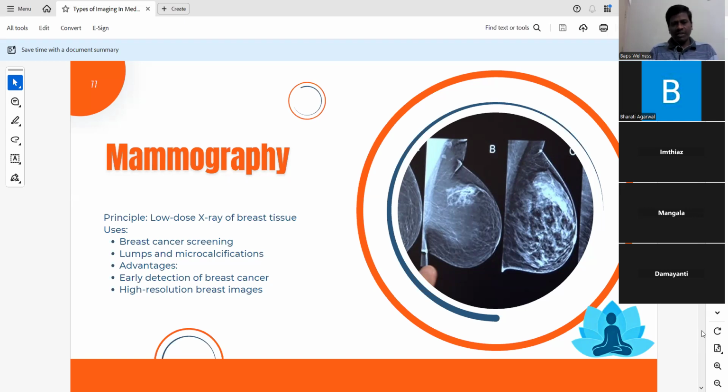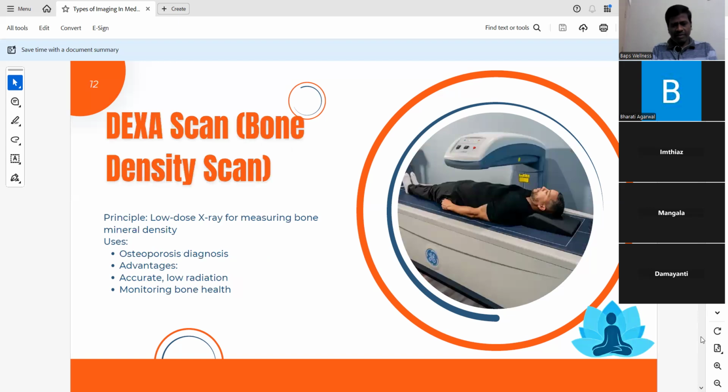The major disadvantage is that because of the compression, the patient may undergo discomfort, pain. And in some cases we will get to see some false positives or false negatives also. So the accuracy is not that dependable.